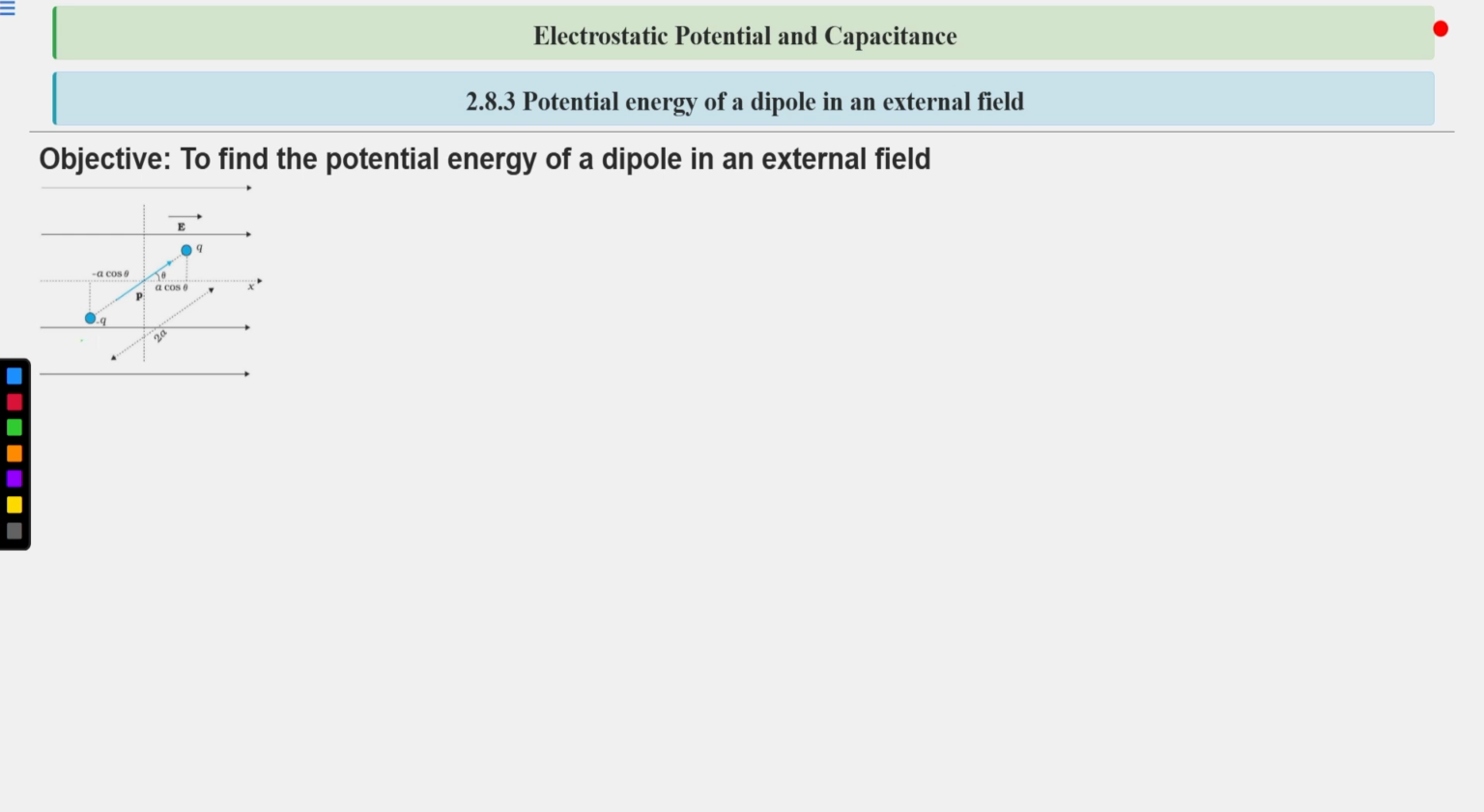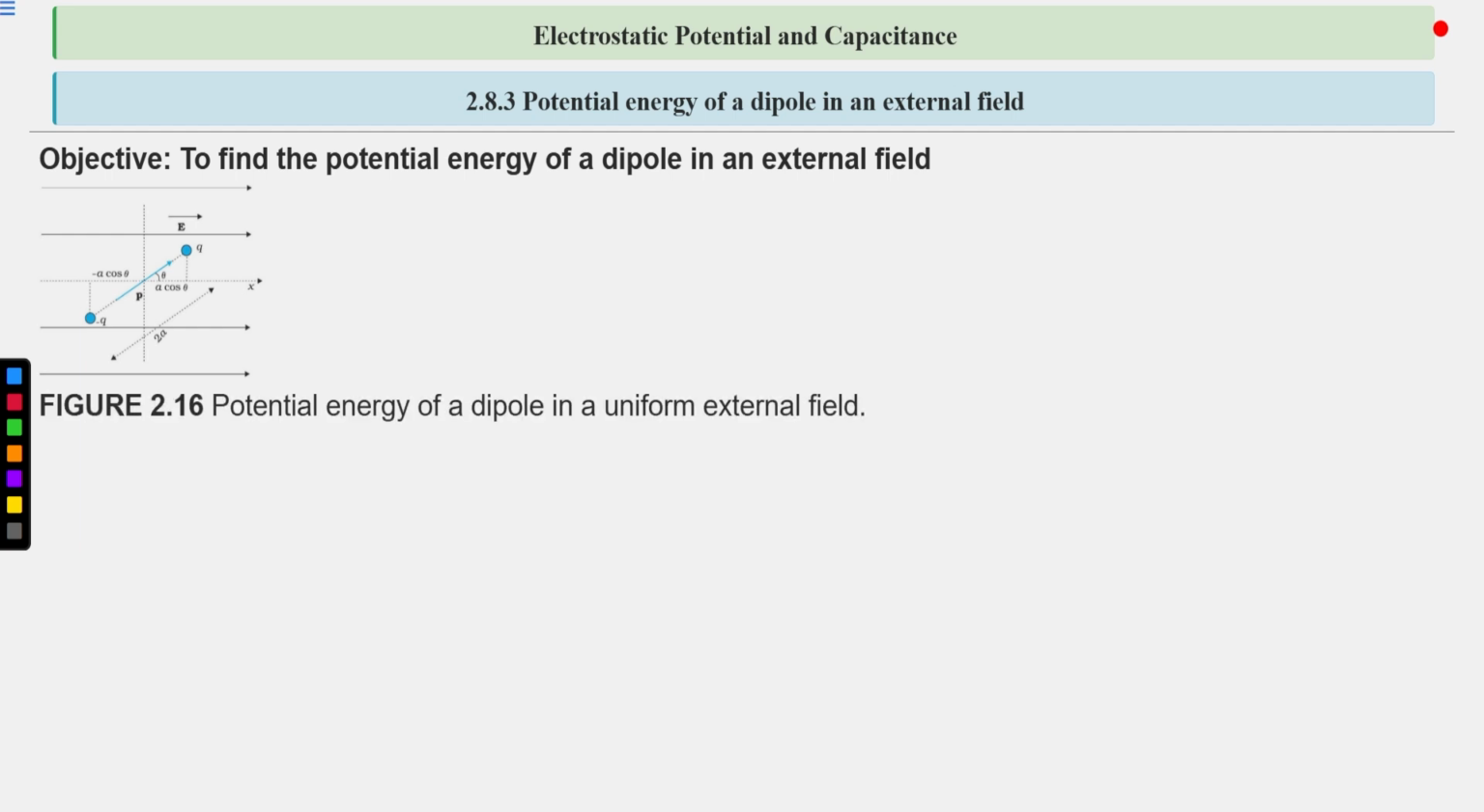Okay, the perpendicular distance of this minus Q charge from the center is A cos theta in magnitude, and from this positive charge to the center of the dipole the distance is A cos theta. Perpendicular distance means this distance along the electric field. So the perpendicular distance between minus Q charge and plus Q charge is 2A cos theta.